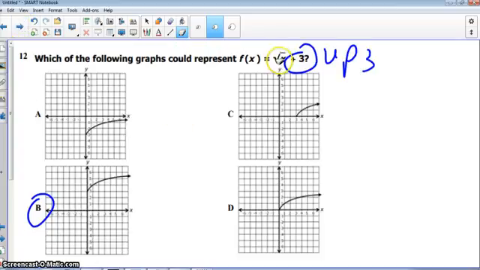This one, I'm looking for a square root graph, which all of these look like, but I'm looking for one that's been shifted up 3, and B is the choice for that.